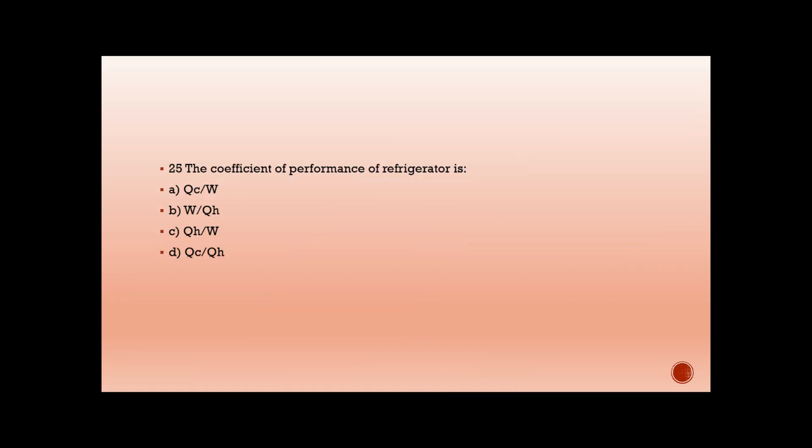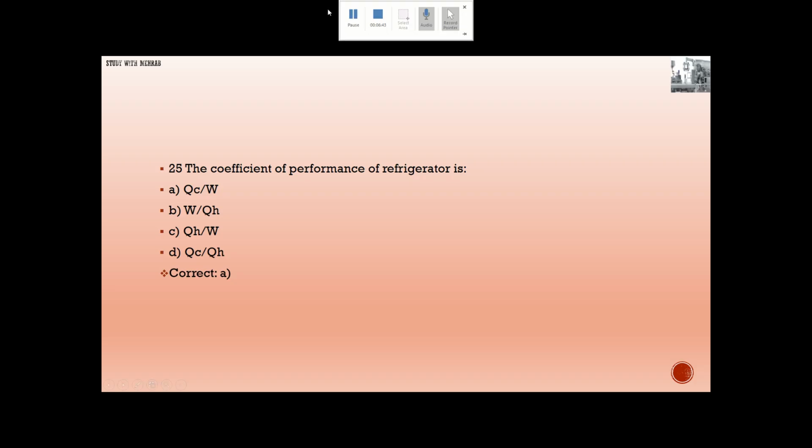The next one: the coefficient of performance of a refrigerator is QC divided by W, W divided by QH, QH divided by W, or QC divided by QH? So the answer is QC divided by W, because it is the ratio of heat removed from the cold body to the work done.